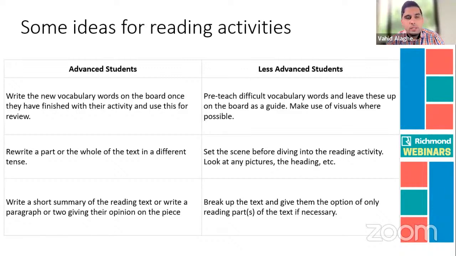For example, the students can do as many activities as they want by doing this review activity. And for the students who are less advanced, we can pre-teach vocabularies and leave those on the board, for example, and make use of visuals where possible. So in the case of students who are visual, they can also follow the reading activities easier. And for those who are ready for the activities, we can write the new vocabulary once they have finished with the reading activity. That's an idea.